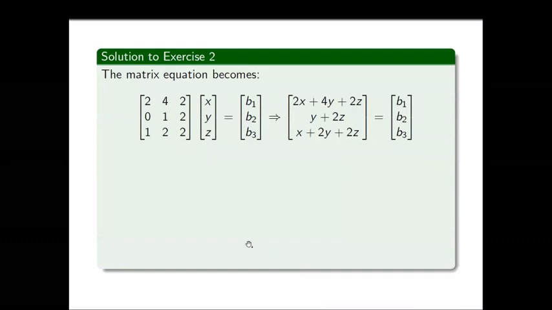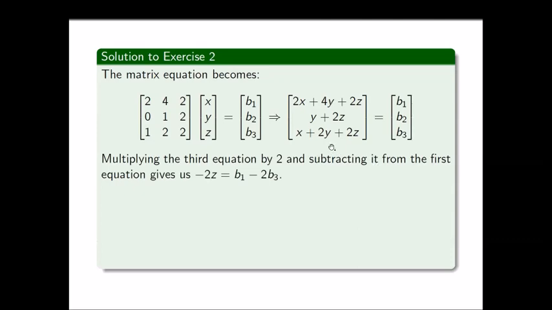So we take the three vectors and we concatenate them, and that gives us a 3 by 3 matrix. And we get the matrix equation where xyz is my vector of variables, and b1, b2, b3 form an arbitrary vector in R3. We multiply matrices on the left to get this equality of vectors. Now, all I have to do is solve for x, y, and z.